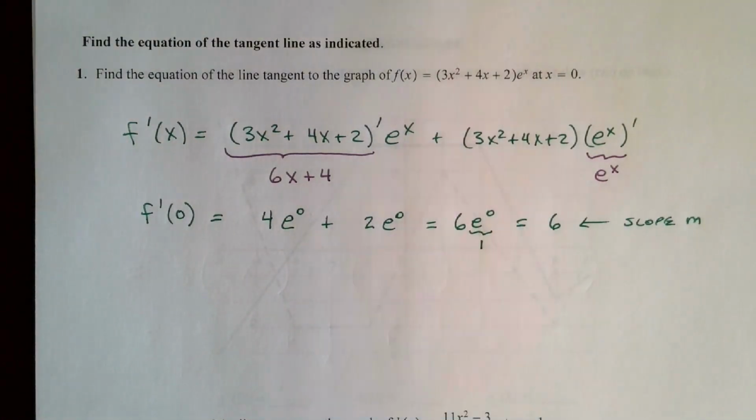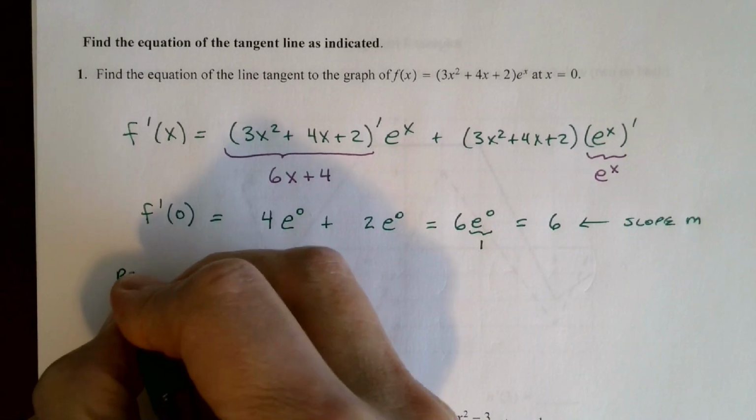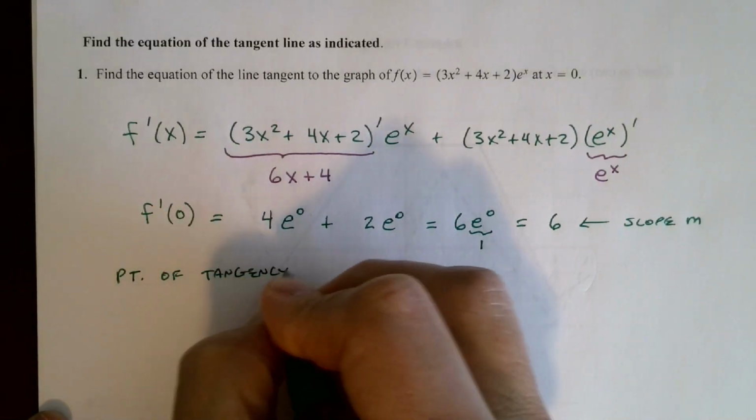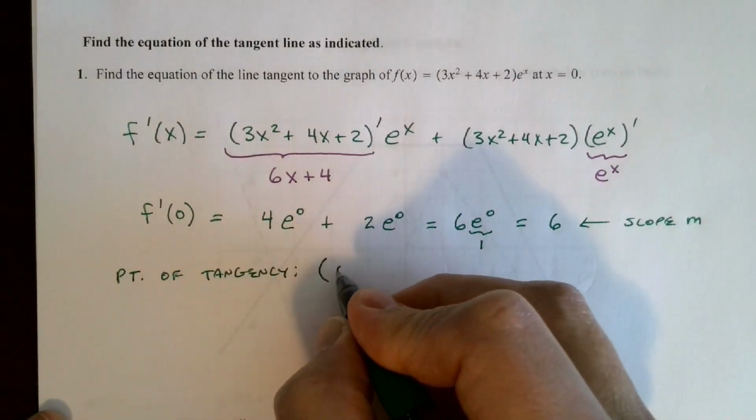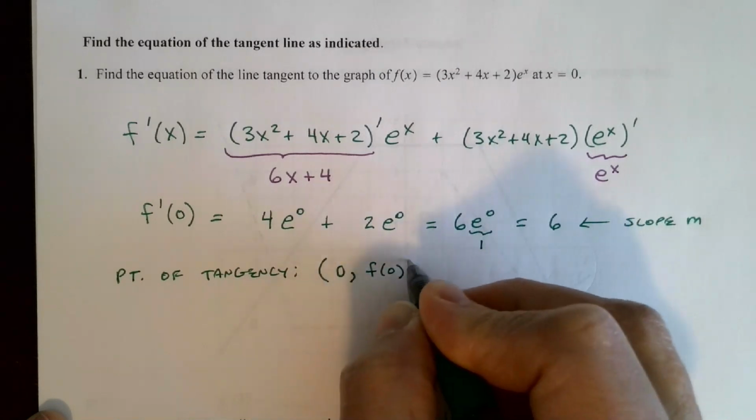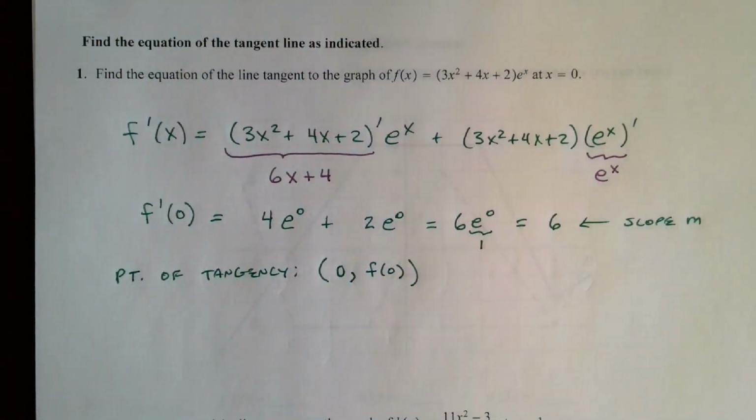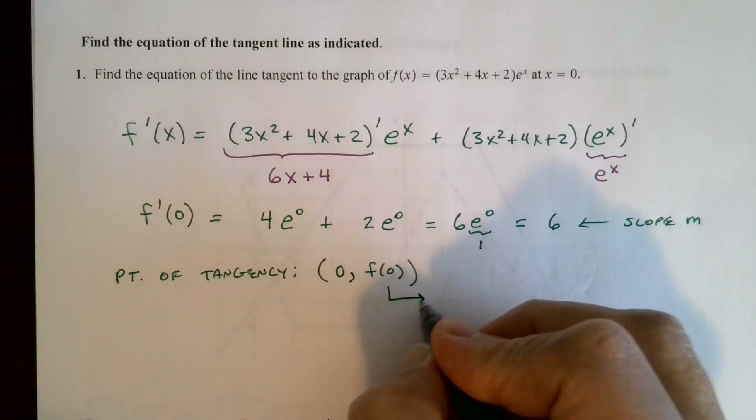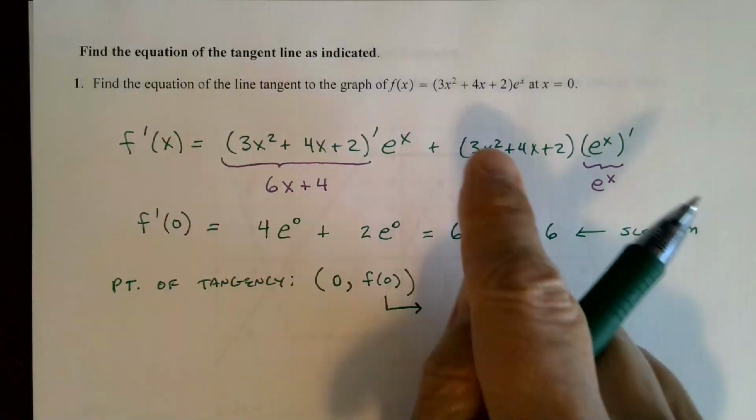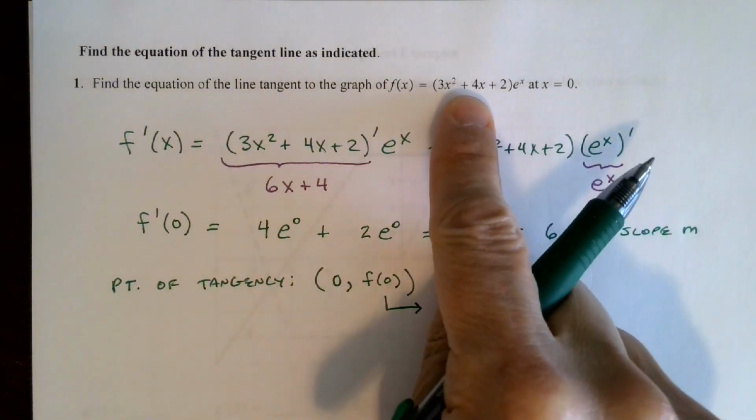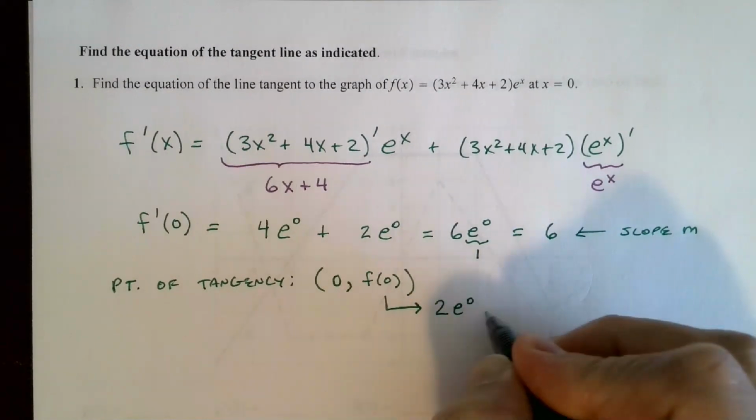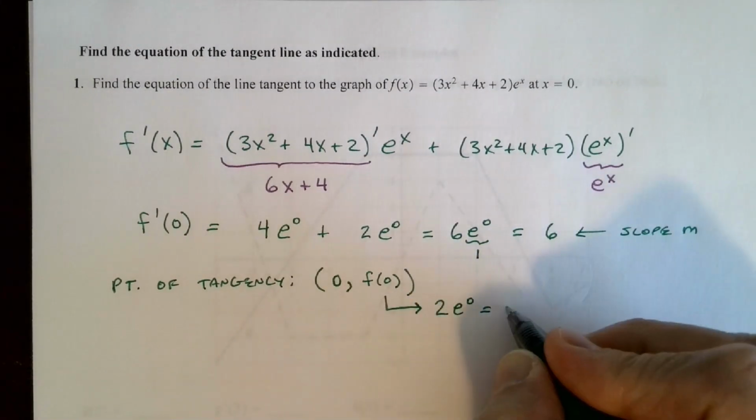What else do I need? I need the point of tangency. What's the point of tangency? Well, we're talking about when x is 0, so it's 0 comma what? f of 0. Right, f of 0. So I need to find the y-coordinate for this point on the original function that the line is passing through. So I plug in 0, and what do I get? I get 2 e to the 0, which is equal to 2 times 1, which is 2.